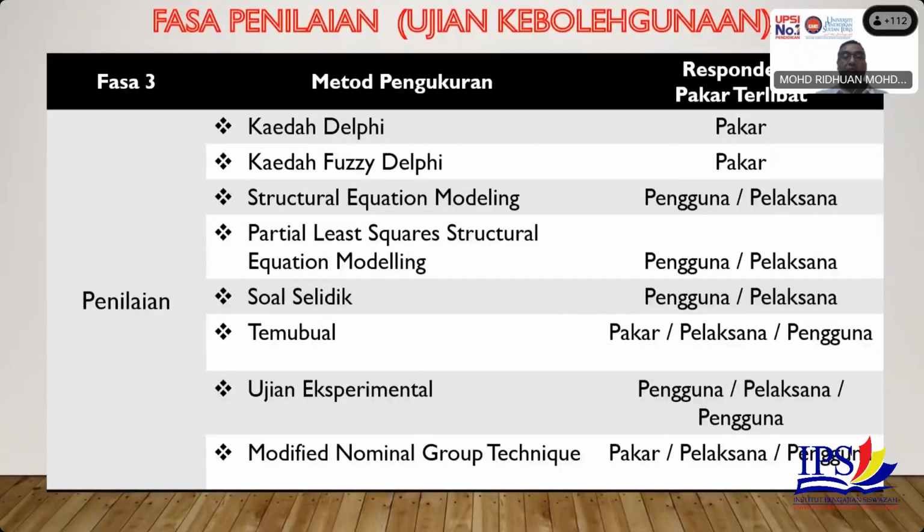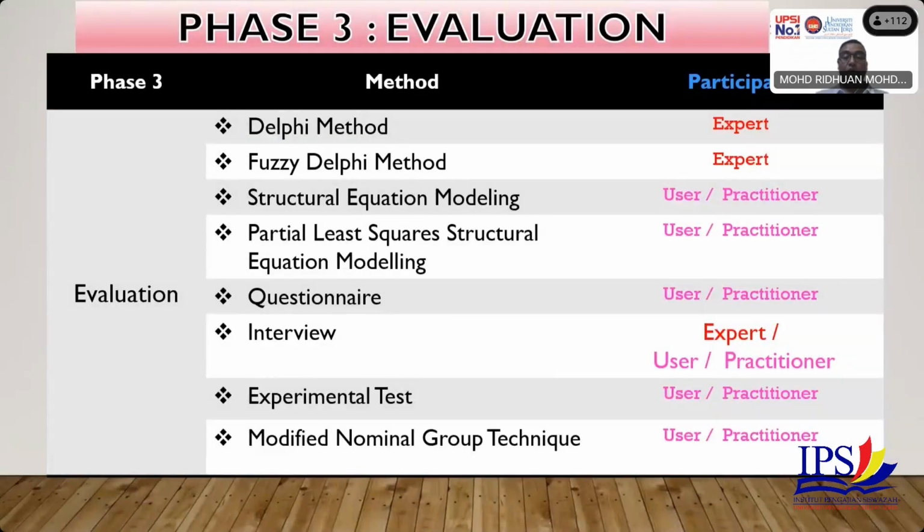All right? This method, I will show you this method. Actually, for the evaluation, if you want to use the internal evaluation, you can use the Delphi method. It relates with the expert as a participant in your third phase. Or you can use the fuzzy Delphi method. Also use the expert. The expert in the third phase must be different from the expert in the second phase.